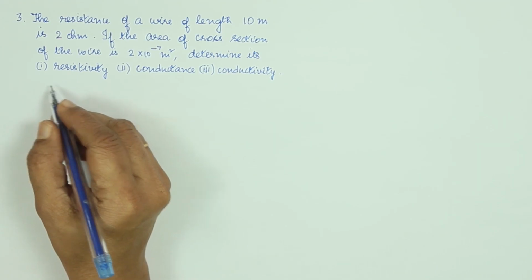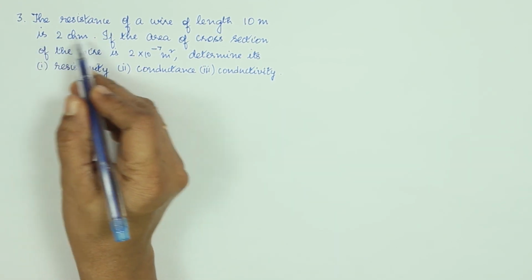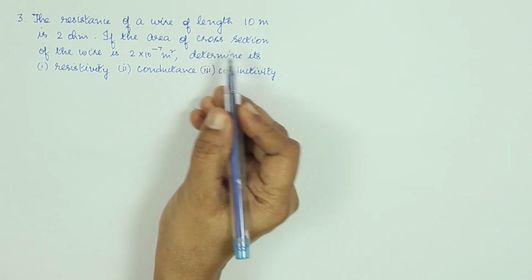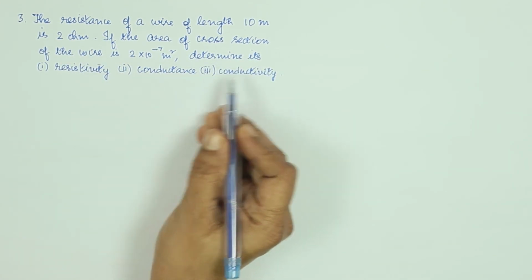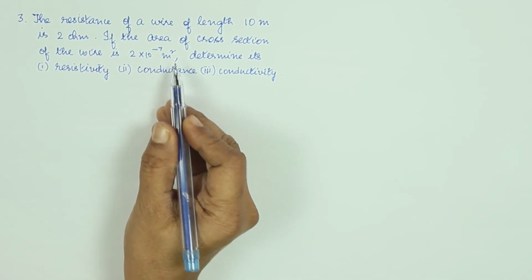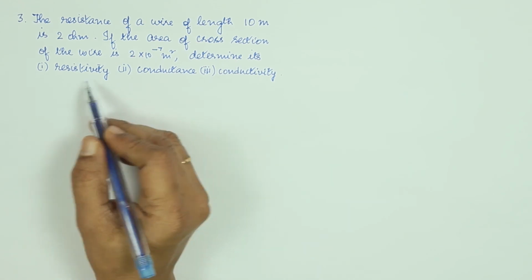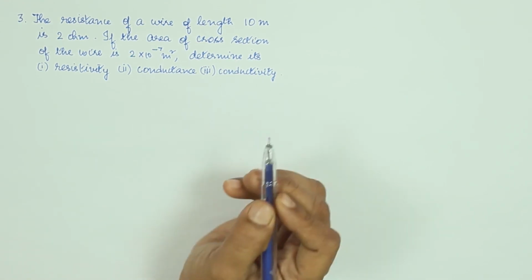Now let us see another problem which is based on resistivity and conductivity. The resistance of a wire of length 10 meter is 2 ohm. If the area of cross section of the wire is 2 into 10 power minus 7 meter square, determine its 1. resistivity, 2. conductance, 3. conductivity.